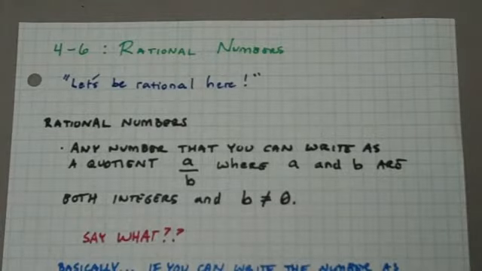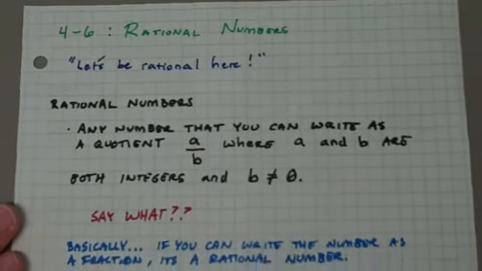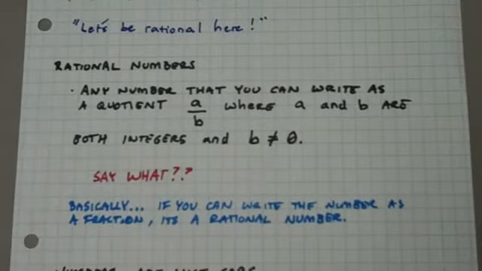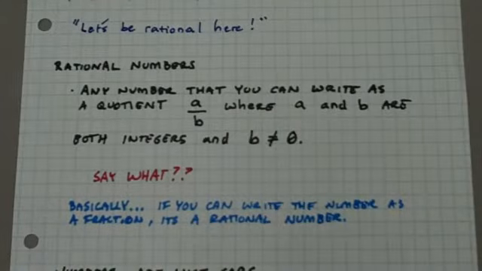It's any number that you can write as a quotient, a over b. Remember, quotient is the result of division. So as a quotient a over b, where a and b are both integers. And of course, b cannot be 0 because it's in the denominator. We don't want zeros in the denominator. So what's all that fancy schmancy stuff say? It basically means that if you can write the number as a fraction, then it's a rational number. So if it can be written as a fraction, it is a rational number.